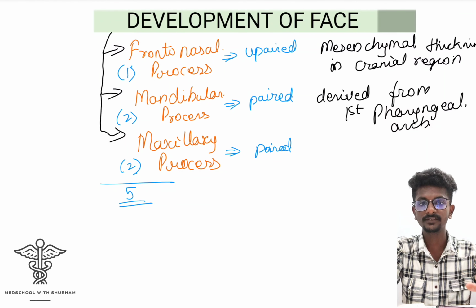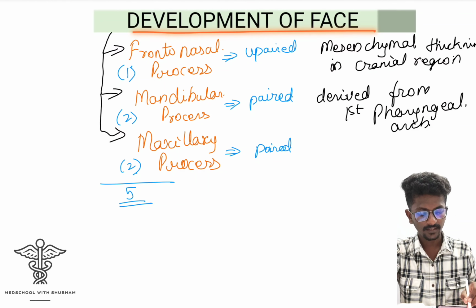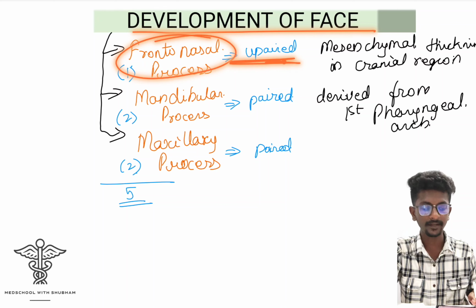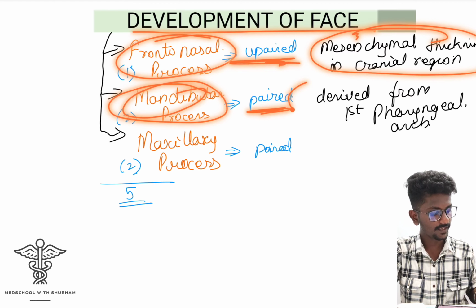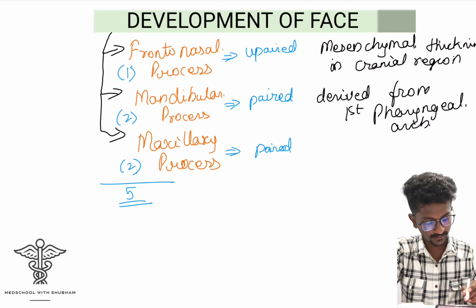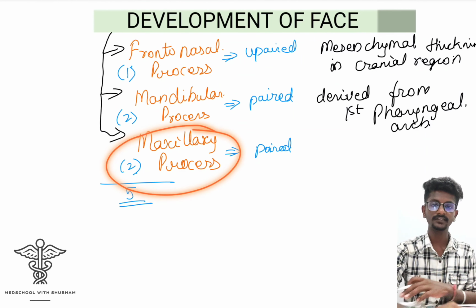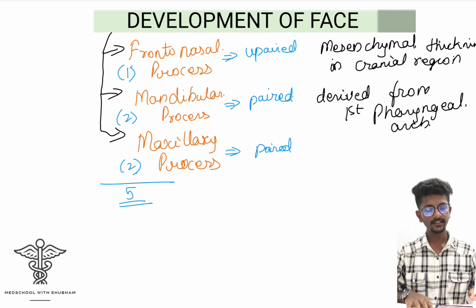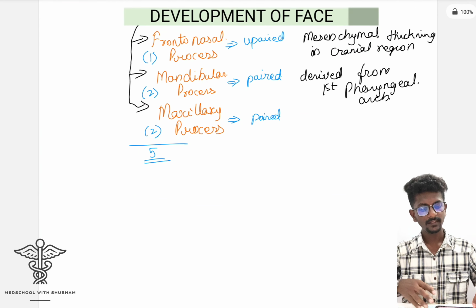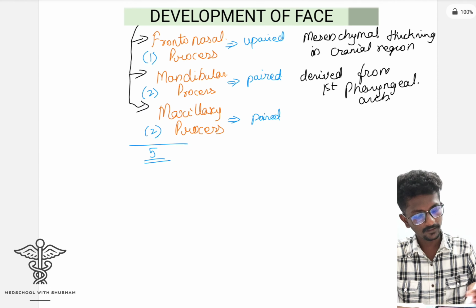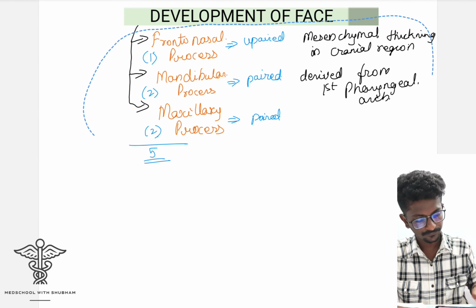There are 5 components which are needed for the development of the face. The frontonasal process, which is unpaired, which is the mesenchymal thickening in the cranial region. The mandibular process, which is paired, and it is derived from the first pharyngeal arch. And the third one is the maxillary process, which is also paired, and it is derived from the mandibular process. I hope this is very clear. Now let's see the proper development of the face in the diagrammatic form.